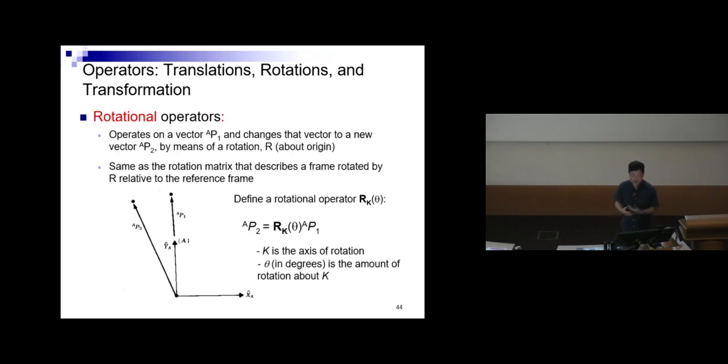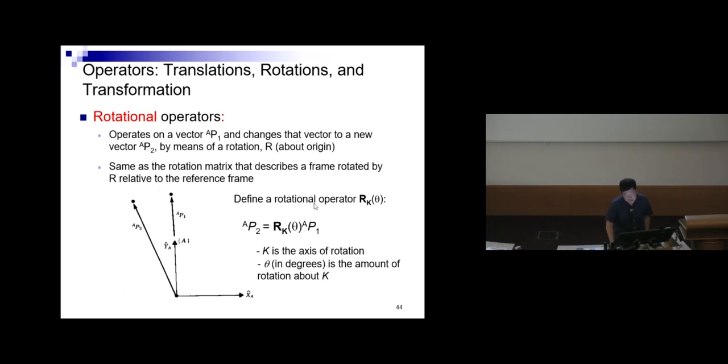And then you have the rotational operator. So you operate on a vector AP1 and change the vector to a new vector AP2 by means of rotation. So bear in mind that when we talk about this rotational operator, it's about the origin. It's the same as the rotation matrix that we described earlier. We rotate a frame by R relative to the reference frame. We initially assume that the two frames, the rotating frame and the reference frame, are aligned.